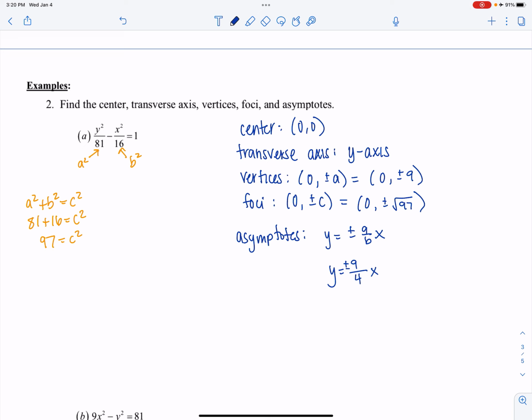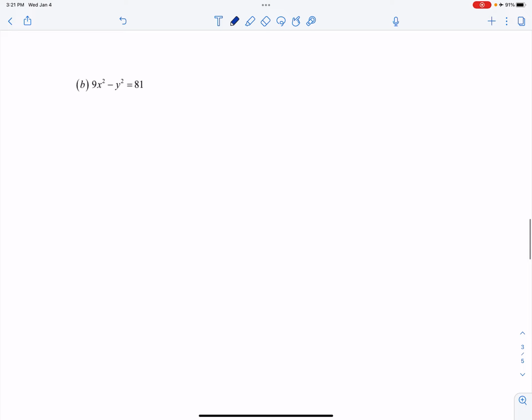Most of these things, all of these things can be found using the very, very helpful tables, those reference tables in your text. Okay.